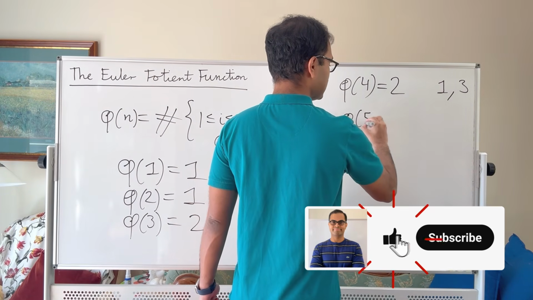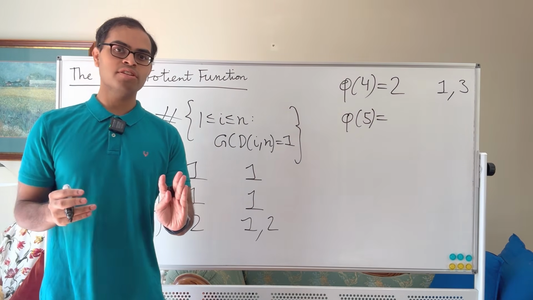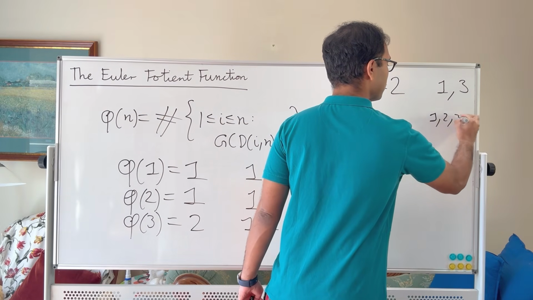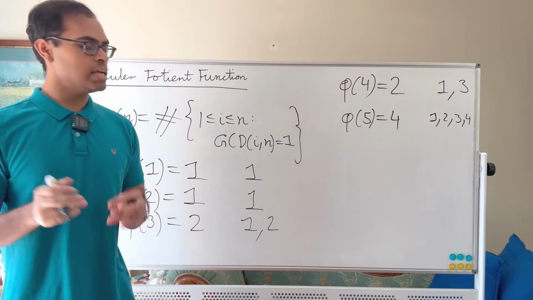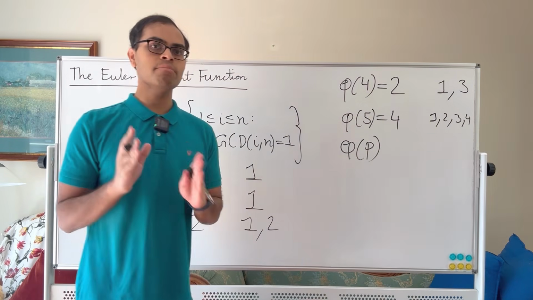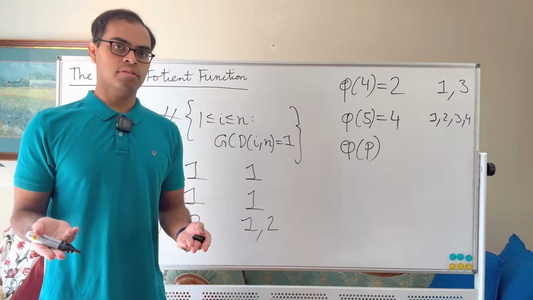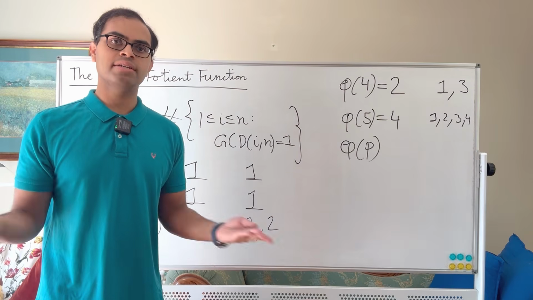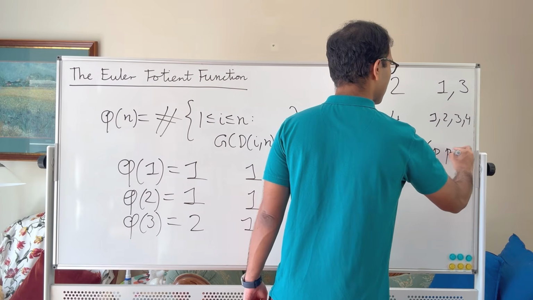Phi of 5 is, by the same reasoning as earlier, because 5 is a prime number, 4. So there are 4 numbers from 1 to 5 that are relatively prime to 5, just 1 through 4: 1, 2, 3, and 4. So phi of 5 is equal to 4. This is a general principle that we'll see. If p is a prime number, how many numbers from 1 through p are relatively prime to p? It's just going to be p minus 1. 1, 2, 3, 4 up to p minus 1, but p itself has a common divisor with p. So phi of p is p minus 1 when p is a prime number.